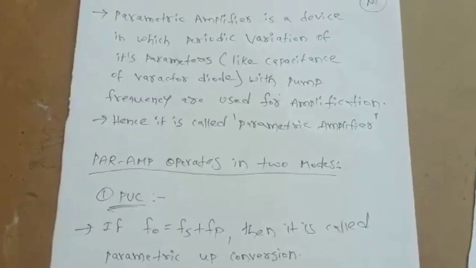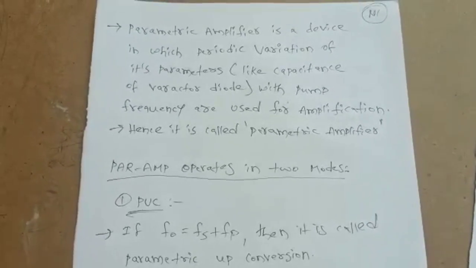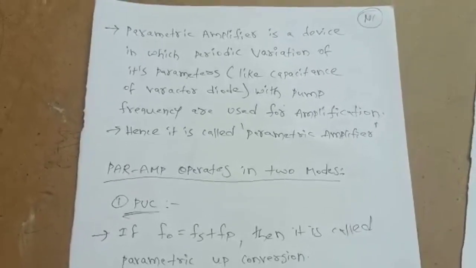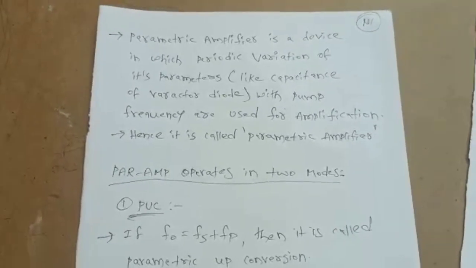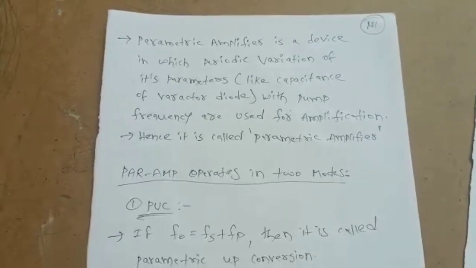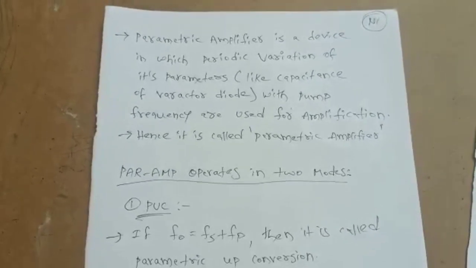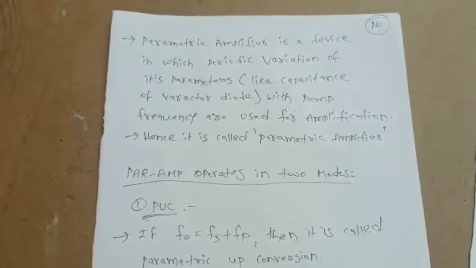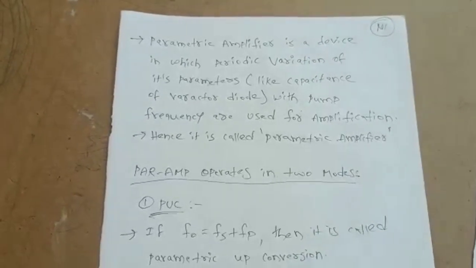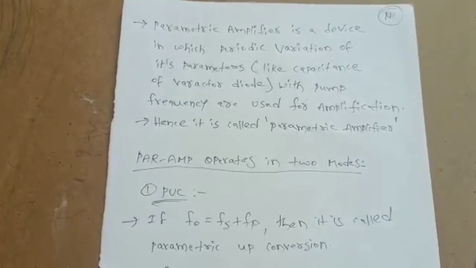Okay, now we will see why it is called parametric amplifier. So how did this name come to this circuit? In the parametric amplifier circuit, if you clearly observe, we are going to use the varactor diode to vary the capacitance. Here the varactor diode is used to vary the junction capacitance. In the varactor diode, the two signal frequencies are going to combine.